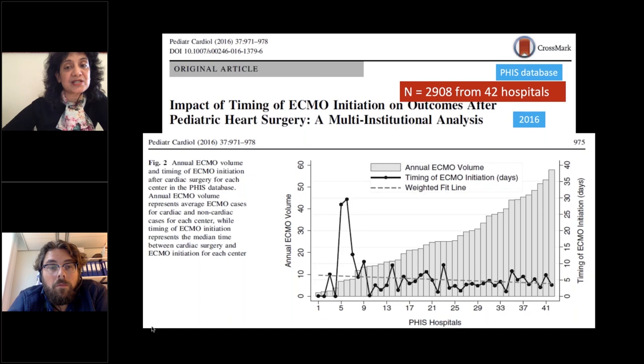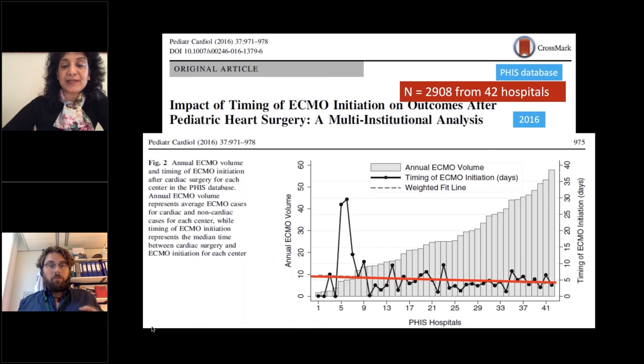You can see here in this graph that they have charted annual ECMO volume and timing for each center in the database. And you can see that the red line represents the weighted fit value between the annual ECMO volume and the timing in these different hospitals. What they found was that the centers where the annual ECMO volume was high, the time from surgery to ECMO initiation was shorter.